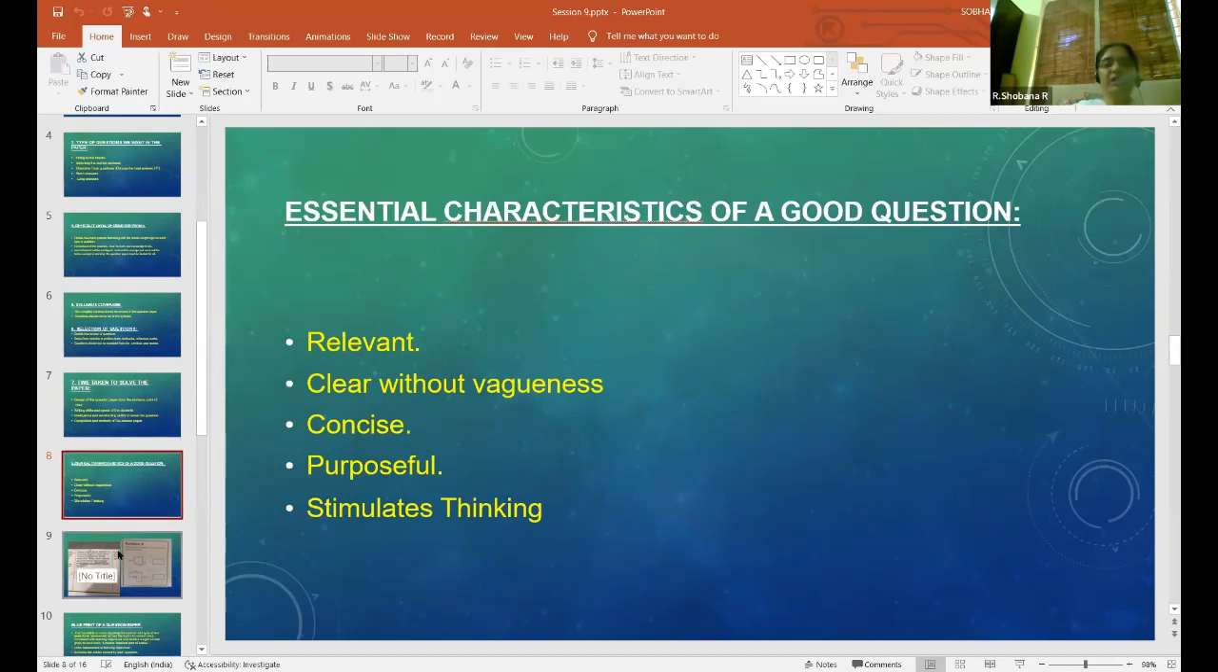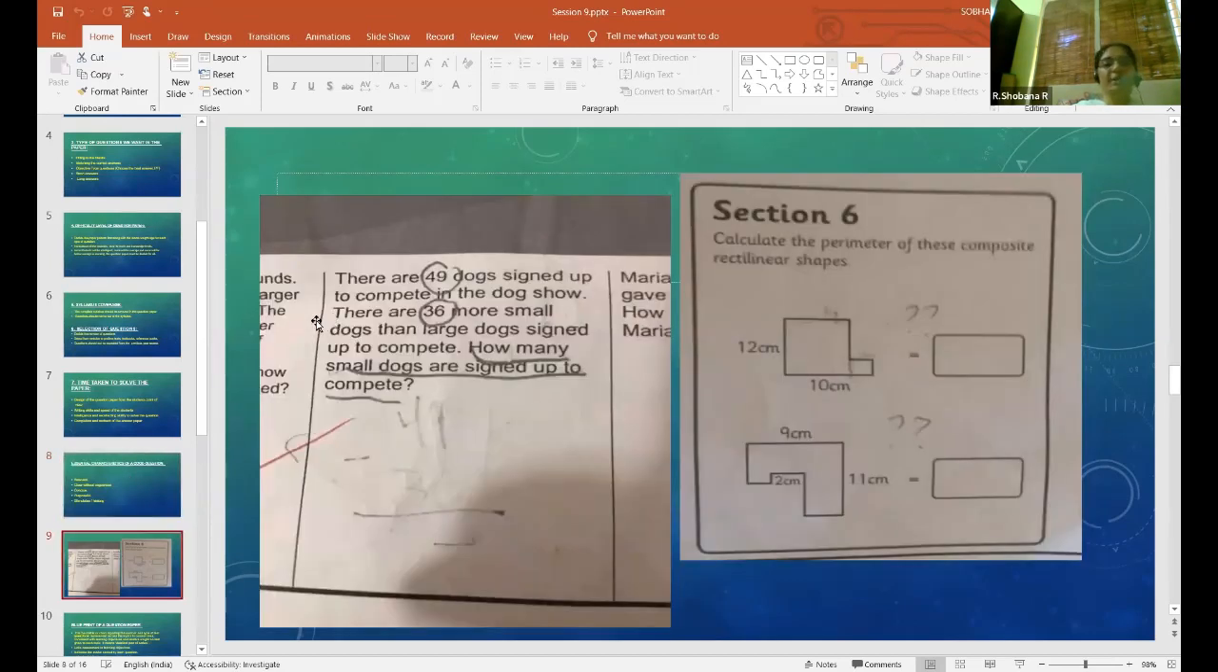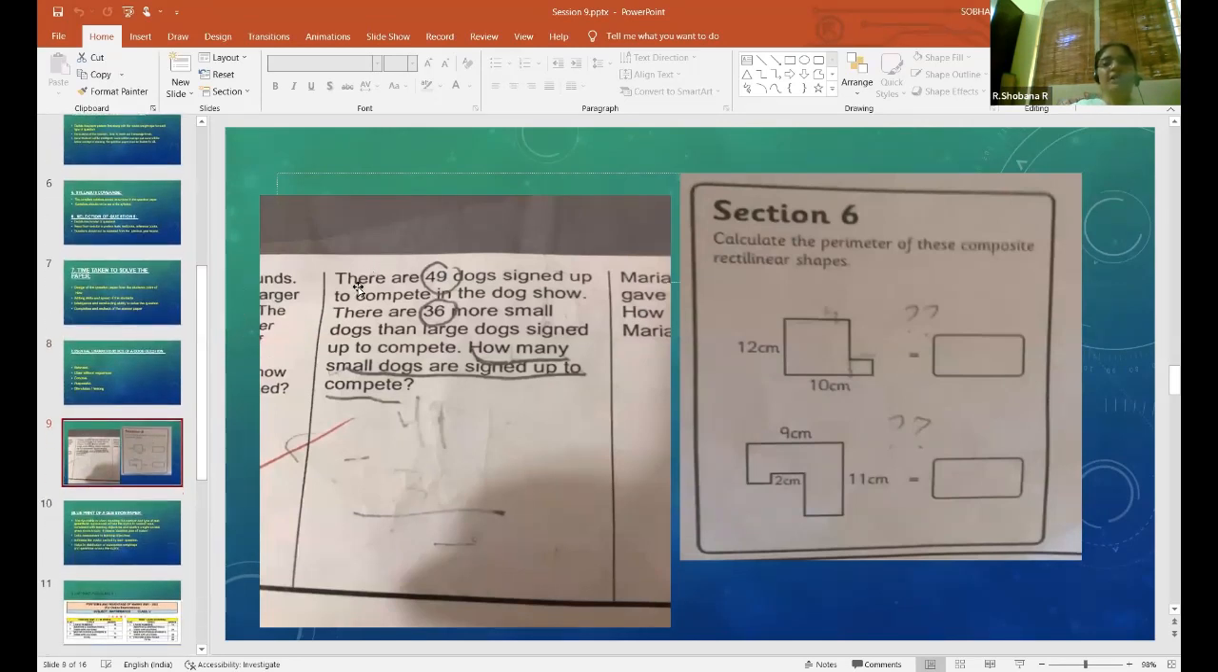So next we would see, I just loaded some examples of a few vague questions. There are 49 dogs signed up to compete in the dog show. There are 36 more small dogs than large dogs signed up to compete. How many small dogs are signed up to compete?